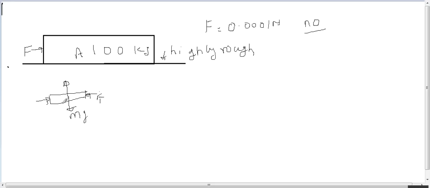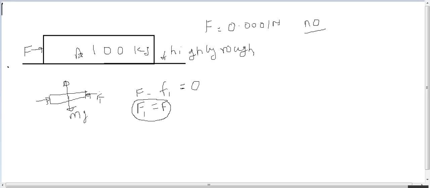And if the block is not going to move, then what is the value of F1? By Newton's second law, if it's not going to move, then acceleration is 0. So F minus F1 should be equal to 0. So F1 is equal to F. Because this block is not going to move, the friction force F1 is equal to F.